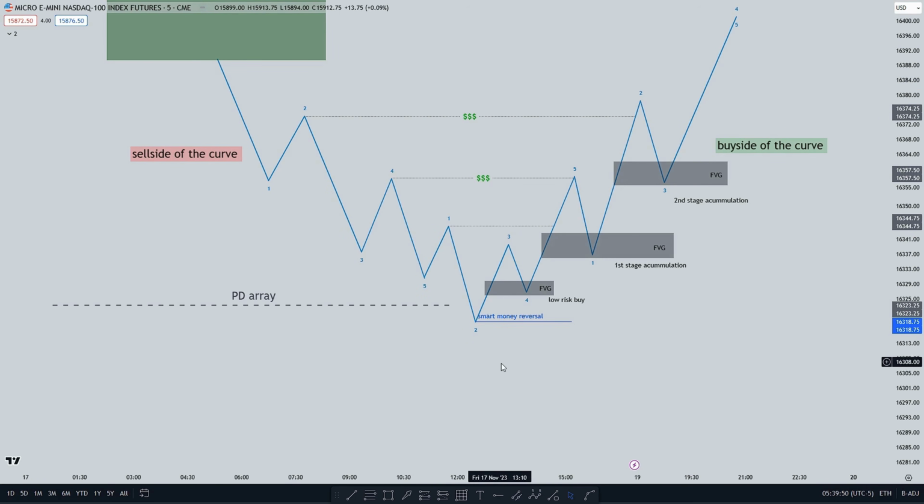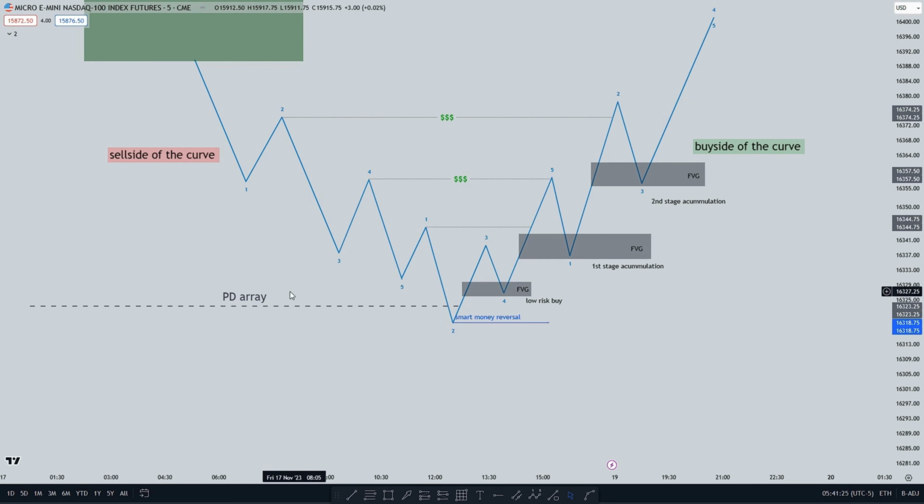A market maker buy model is almost the exact same as a market maker sell model. The only difference is that a market maker buy model is the buy side of the curve, and as I said before, the market maker sell model is the sell side of the curve. The concepts of the market maker sell model also work on the market maker buy model.